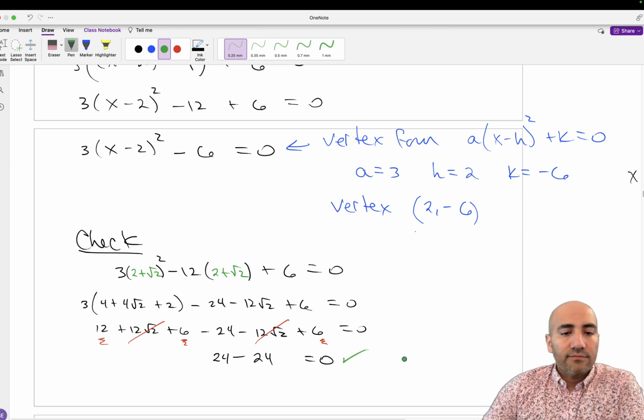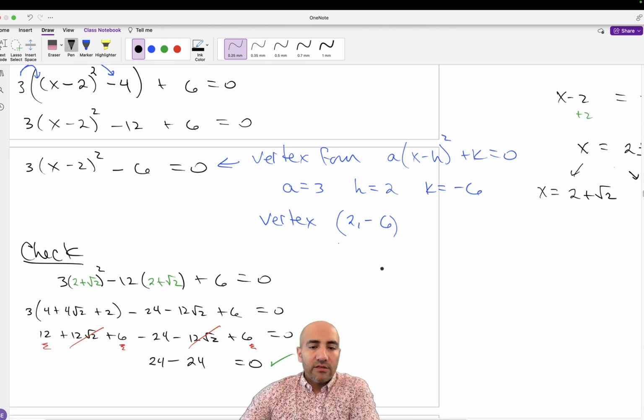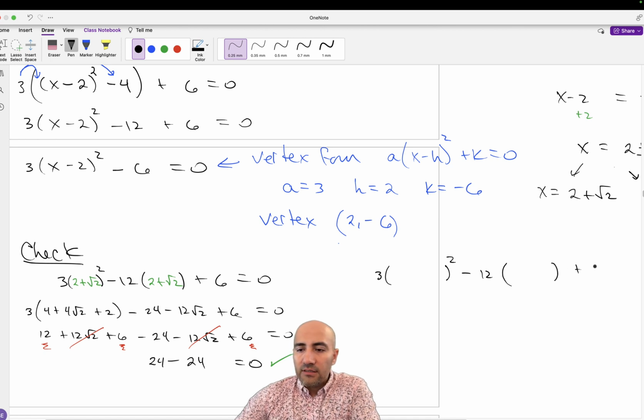It does work out. Okay, so now let's check the other one. That's 3 parentheses blank minus 12 parentheses plus 6 better be a 0. And we're thinking that the answer could be 2 minus root 2.